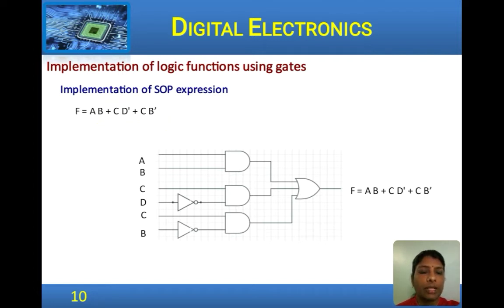So, first to get the product term, we will use an AND gate. So, A and B, and then we have CD dash. So, complement D with a NOT gate, and we have CD dash, and similarly CB dash, and OR all the three, we get the sum of it.